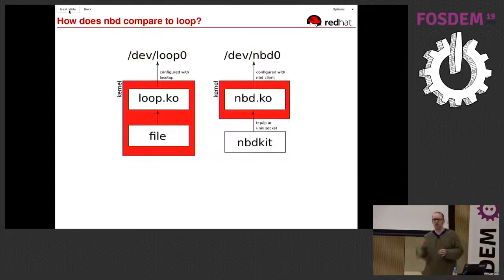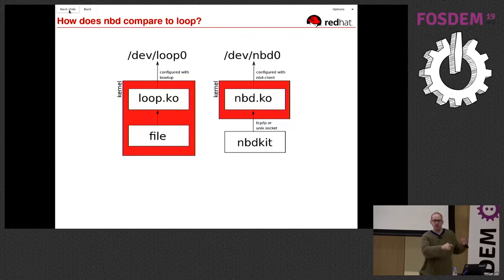How does this differ from loop mounting? Well, in both cases, we've got a kernel module. On the left-hand side, loop.ko, it's a kernel module, and it's configured using a command line utility, losetup. And you use that to create Linux kernel block devices like /dev/loop0. On the right-hand side, I've got a kernel module, nbd.ko. It's configured using a command line client, nbd-client, and it creates Linux kernel block devices, /dev/nbd0, etc. But the back end, as you can see, is a little bit different.